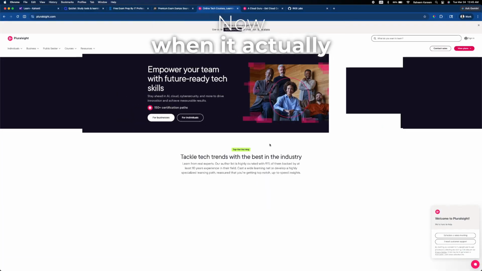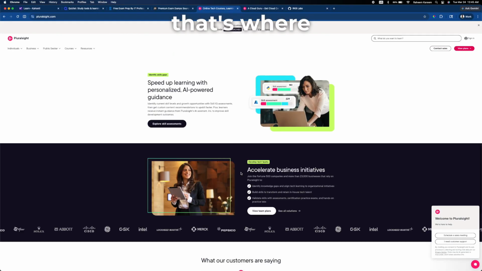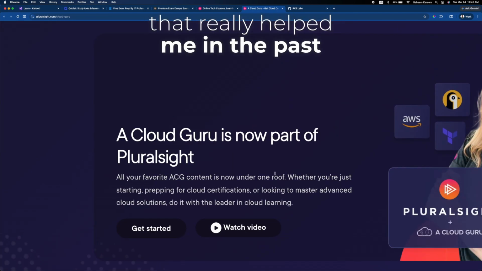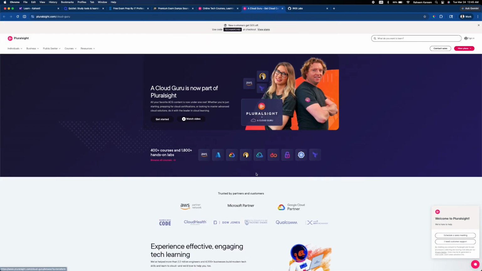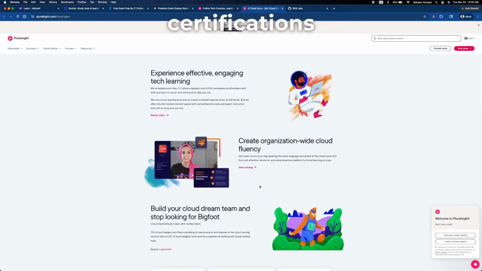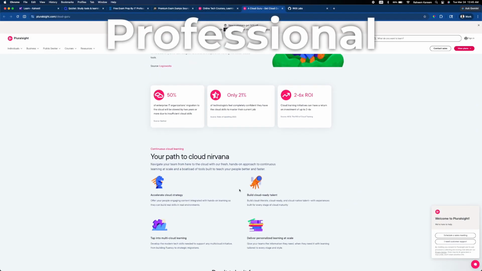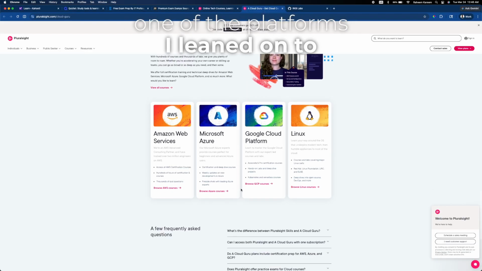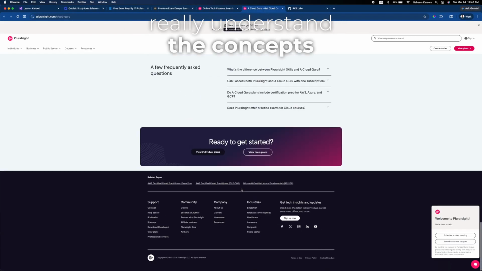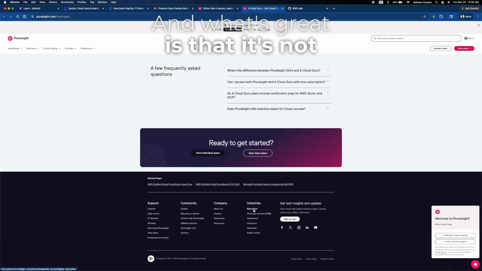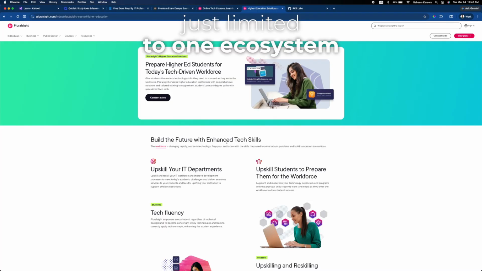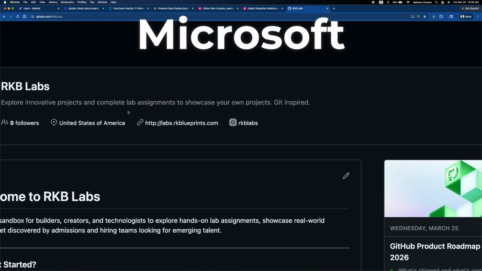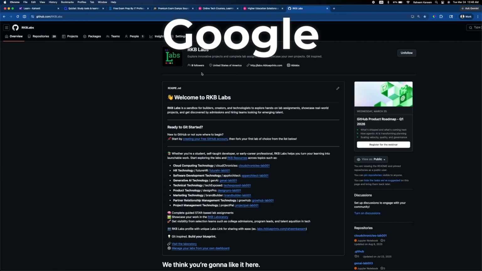Now, when it actually comes to learning the material, that's where platforms like Pluralsight come in. And one resource that really helped me in the past is A Cloud Guru. When I was preparing for technical certifications, like the Google Cloud Professional Cloud Architect exam, A Cloud Guru was one of the platforms I leaned on to really understand the concepts. And what's great is that it's not just limited to one ecosystem. You can learn across major cloud providers like AWS, Microsoft Azure, and of course, Google Cloud.